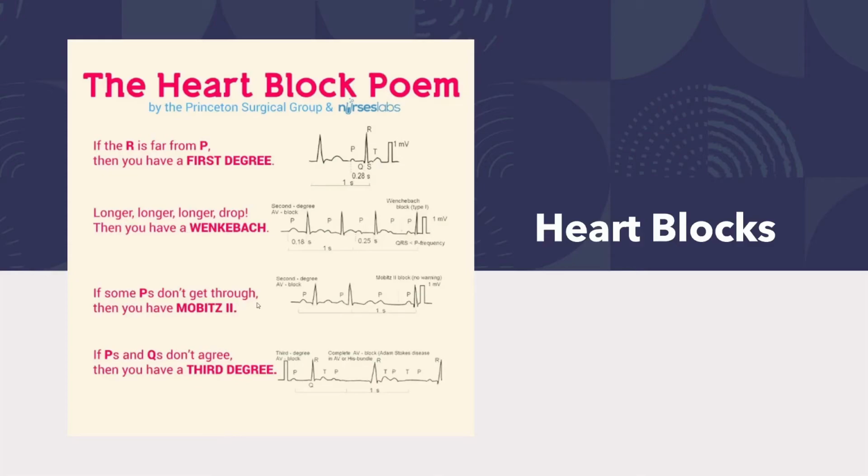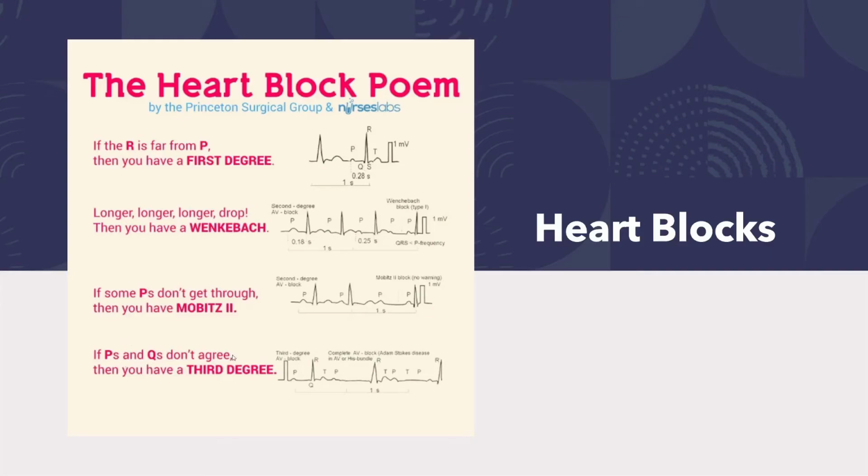If some P waves don't get through, then you have a Mobitz 2. So P wave, QRS, T wave. P wave, QRS, T wave. P wave, dropped beat, P wave. That's a Mobitz type 2. There's no progressive lengthening in the PR interval. So that's how you differentiate these two. Both result in dropped beats. One just has a progressive lengthening of the PR, one doesn't.